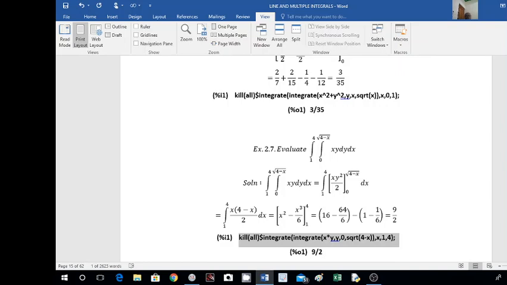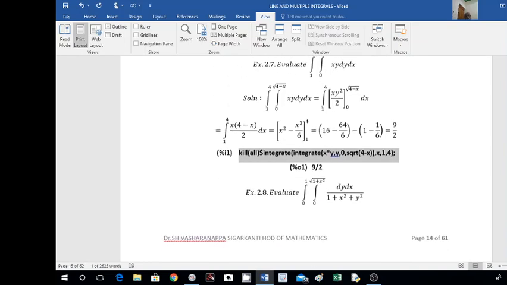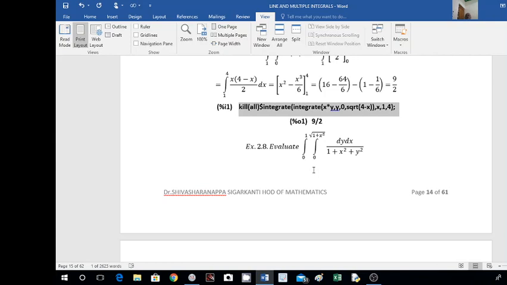Next example, evaluate 0 to 1, 0 to root of 1 plus x square, dy dx by 1 plus x square plus y square. First integration is with respect to y. Second integration is with respect to x. Limits of y are 0 to root of 1 plus x square. Limits of x are 0 to 1.